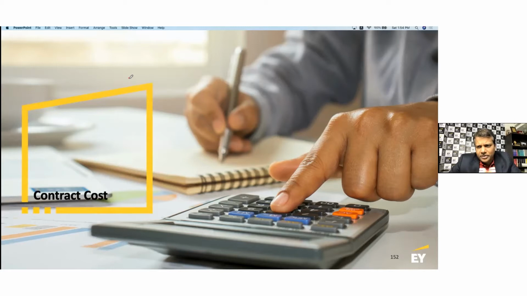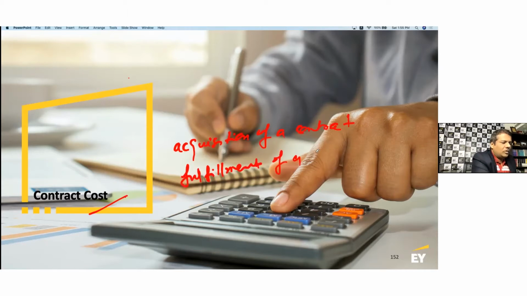And what is the meaning of the contract cost here? When you look at contract cost here, we are talking about two types of cost, okay? Contract cost which you incur in relation to acquisition of a contract, and cost which you incur in relation to fulfillment of a contract. Okay, two types of cost. One in relation to, let's say, you're signing a new contract with a customer, right? And these are all again in the context of material cost, right?